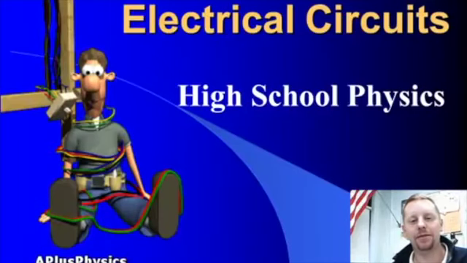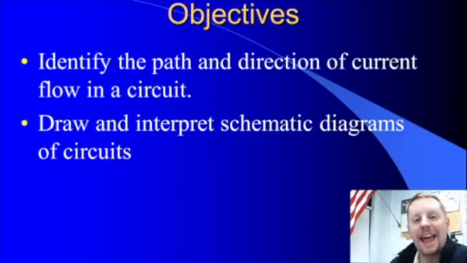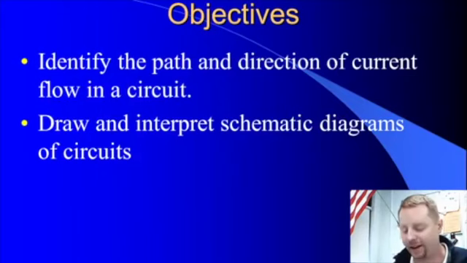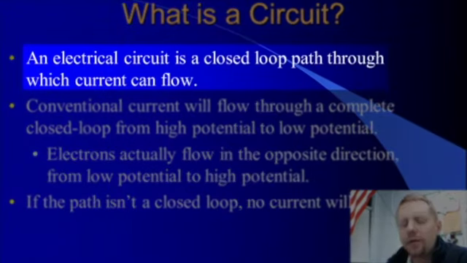Hi everyone, I'm Mr. Fullerton, and I'd like to talk for a few minutes about electrical circuits. We're going to identify the path and direction of current flow in a circuit, both conventional current and electron current, and we're going to draw and interpret schematic diagrams of circuits. Those are our goals for today, to understand conventional current flow, electron current flow, and how you can use a circuit schematic. So, a circuit is a closed-loop path through which current can flow.